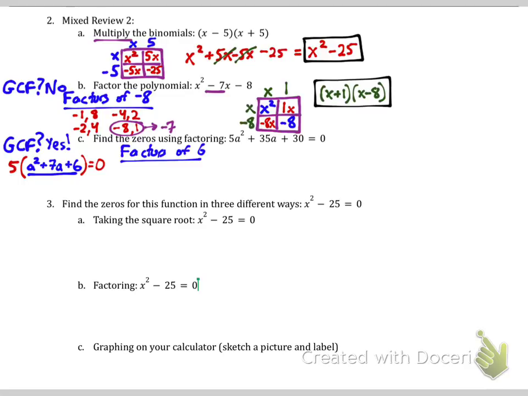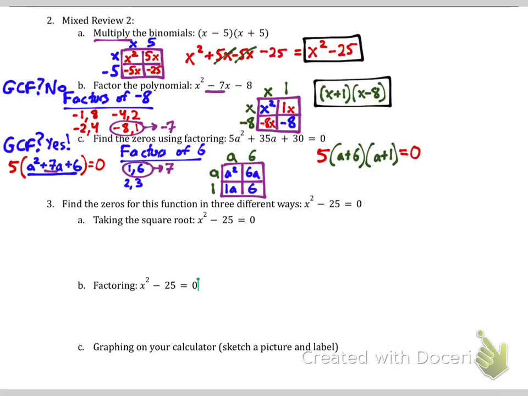And so we need to write factors of 6 and see which ones add to 7. 1 and 6 are the ones that add to 7. So when we draw our box, a squared and 6. The 7a gets split up into 1a and 6a. Find the GCF, and you get a plus 6 times a plus 1. So we have 5 times a plus 6 times a plus 1 equals 0.